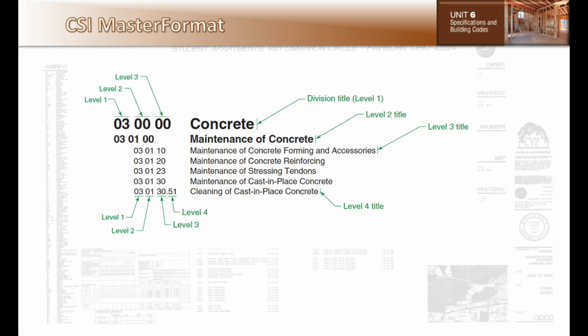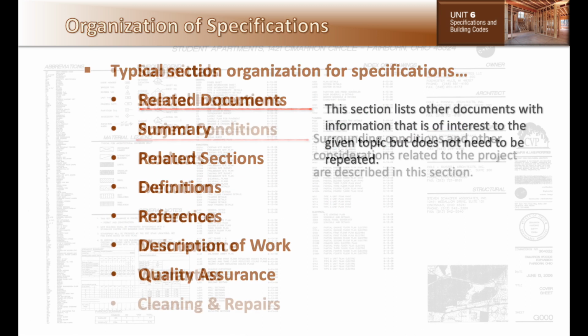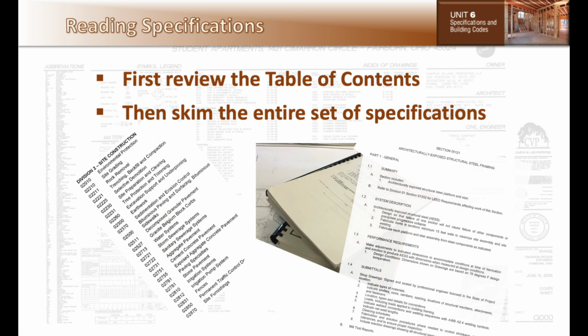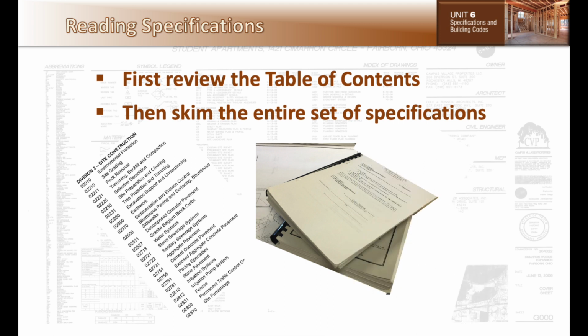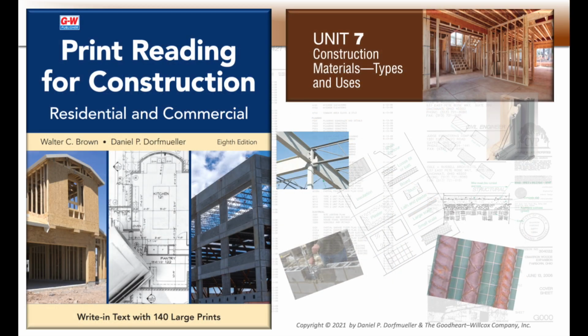We explain the Construction Specifications Institute's MasterFormat system, how specifications are organized. I call this the anatomy of specifications, including a few excerpts from specifications not in the book, and how to find information in contract documents. Unit 6 is the first unit you will use the large prints. Unit 7, Construction Materials, Types and Uses.